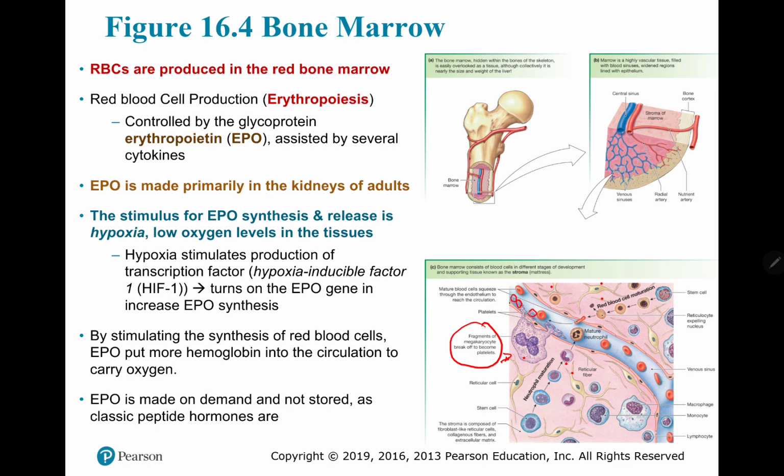And you can see how the red blood cells, how they get in there, right? They come from a stem cell, they become ultimately an immature reticulocyte, and then it expels its nucleus, and then it becomes a mature erythrocyte after a few hours. Okay.